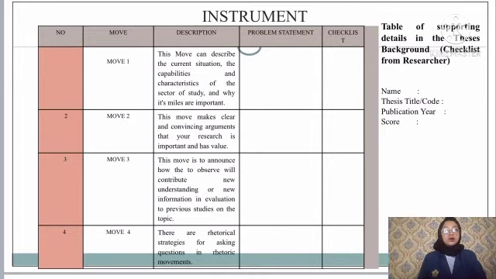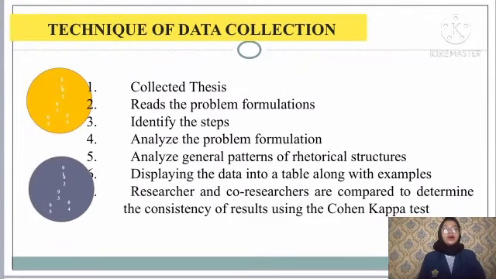In this table, we can see there are 4 points. The first is the move, the name of the move. The second is the description of the move. Next is the problem statement. The next is the checklist. Okay, next is the technique of data collection. The first, the researcher collects the theses from the data in a library or archive of the English department.